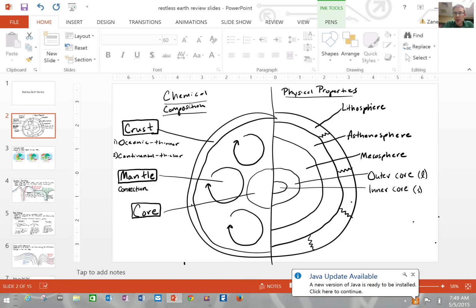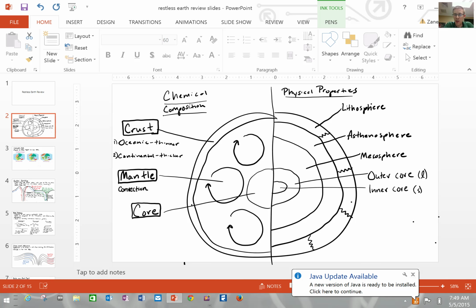Right beneath that, we have what's called the asthenosphere. Now, the asthenosphere is a softer type of mantle that the tectonic plates kind of float on. So if you can remember, lithosphere is the plates, asthenosphere is what the plates float on. You'll be able to remember the order.